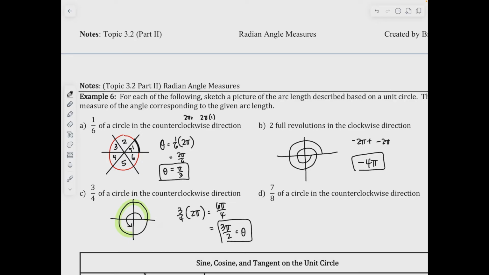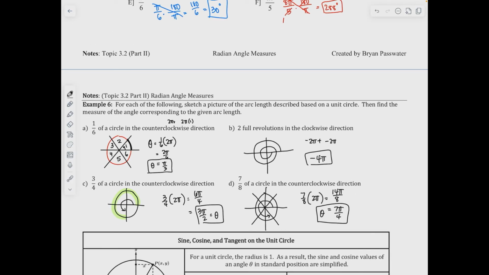Okay, and then the last one is 7/8 of a circle. So if I took this circle, it's already quartered. So if I quarter it again, I cut it into eighths. So 7/8 would be 1, 2, 3, 4, 5, 6, 7. That would stop right there. So 7/8 of 2 pi would leave me with 14 pi over 8. And so if I reduce that correctly by a factor of 2, that leaves me with 7 pi over 4. Okay, so that's what we're looking for there.